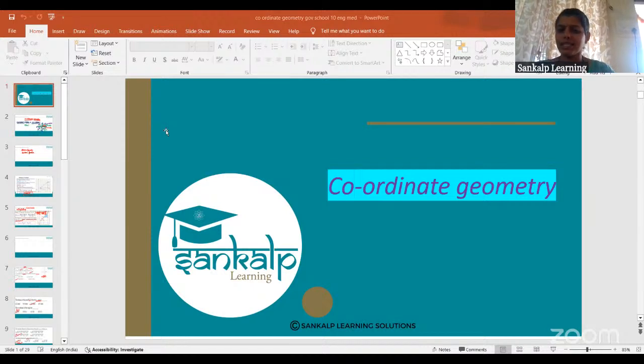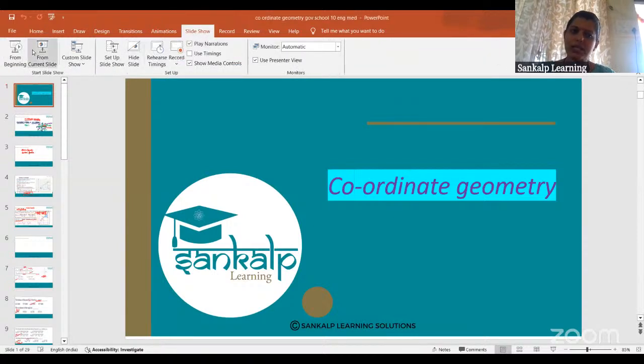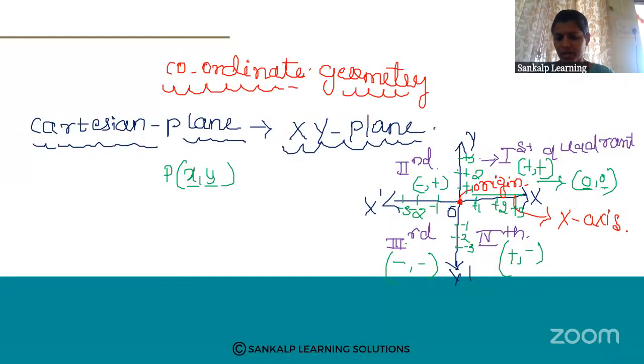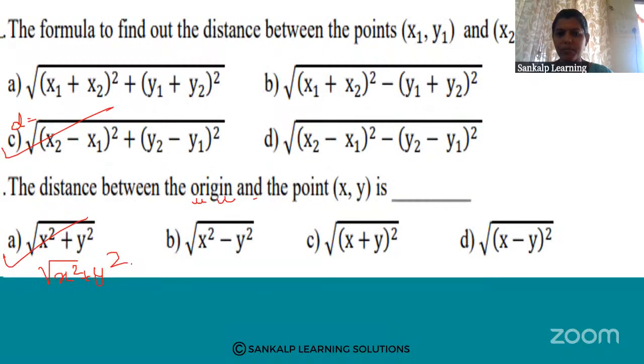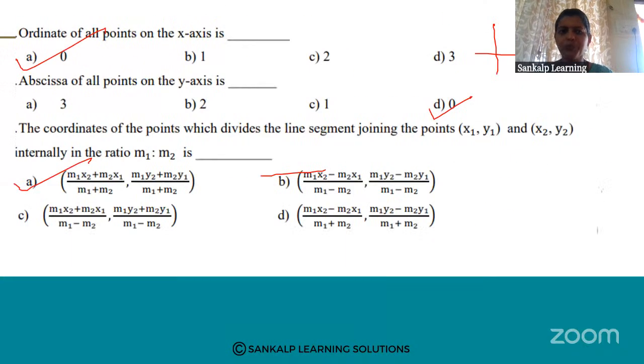Yes, my dear students, yesterday we started the topic of coordinate geometry. We also discussed some multiple choice questions and two marks questions, right? Today we will solve some 2, 3, 4 marks questions, the types of questions that will be asked in the examination. Yesterday we discussed the distance formula, section formula, and some multiple choice questions. Yes or no?